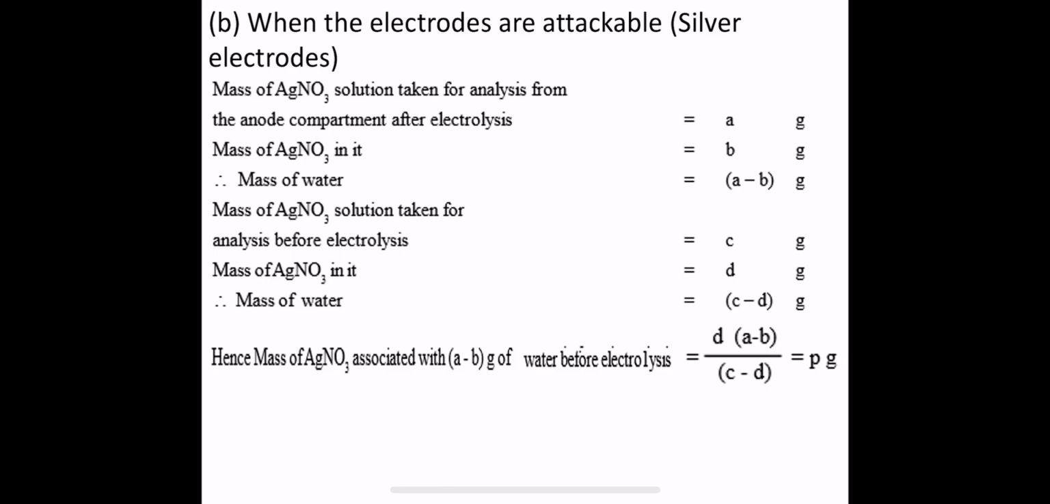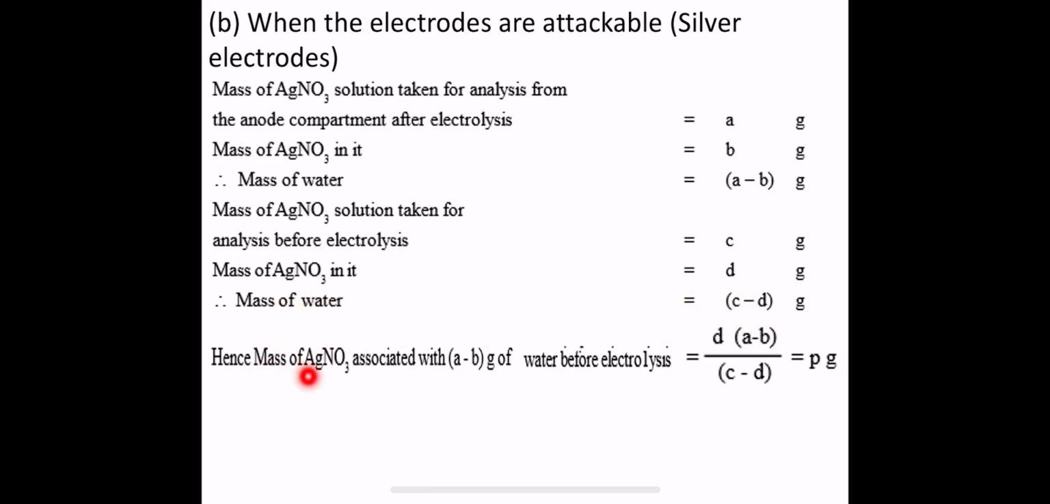Okay, so in the same way as we did the calculation for the previous one, non-attackable electrodes, the mass of AgNO3 solution taken for the analysis from the anode compartment after electrolysis is taken as A, and the mass of AgNO3 is called B. Therefore the mass of water is A minus B grams. Similarly, the mass of AgNO3 solution taken for analysis before electrolysis is called C. The mass of AgNO3 in it is D, and the mass of water is C minus D.